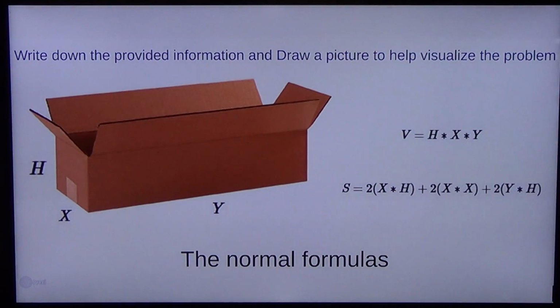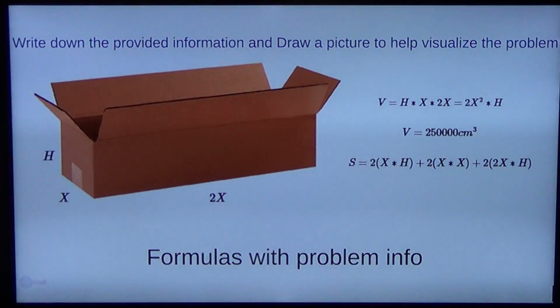So first thing we're going to do is we have a picture here and we're going to label it with the information we know from the typical problem or equations. We have the volume equals the length, the width times the height, and the surface area will be 2 times the ends, and then 2 times the length times the height, 2 times the width times the height, and 2 times the width times the length added together.